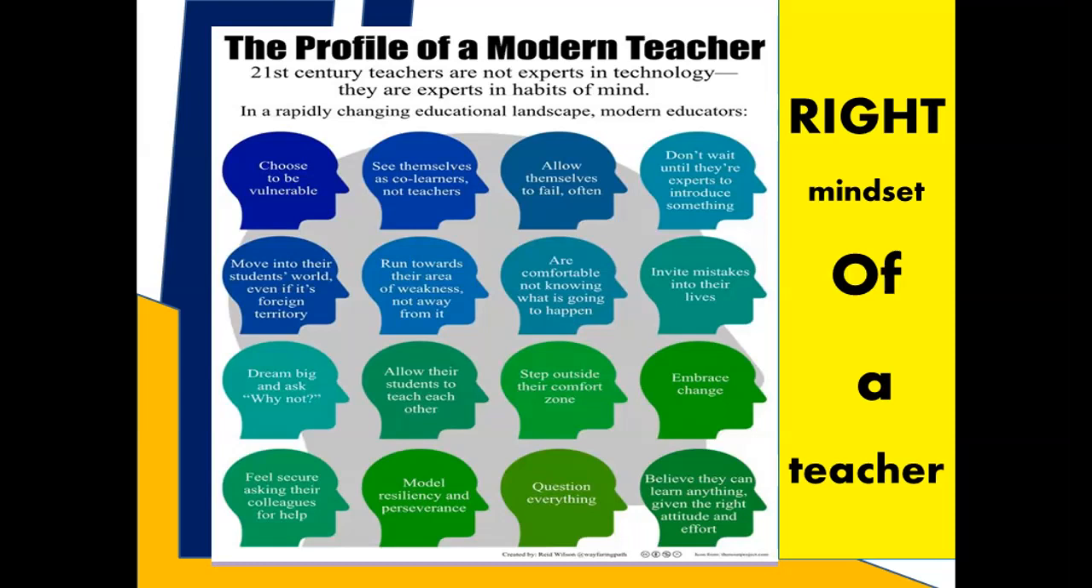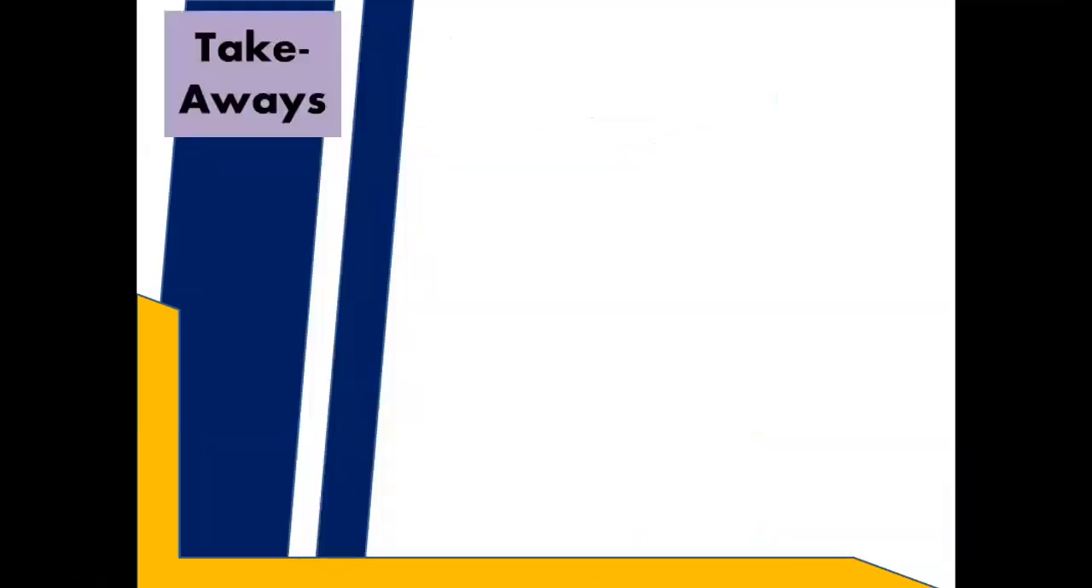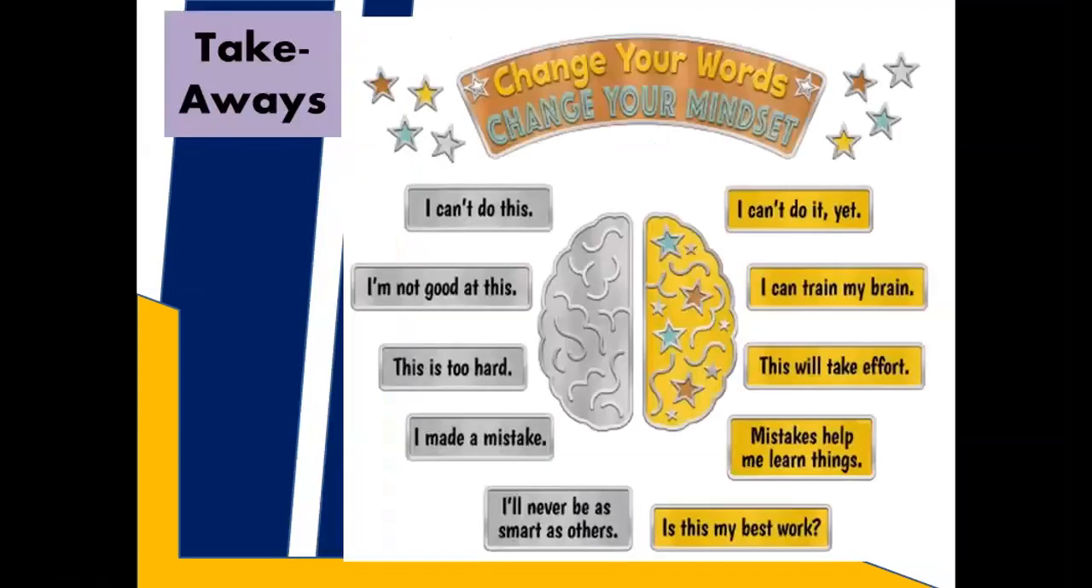Okay, so my takeaways after knowing all of those things. Number one, change the words, like changing your mindset. Sometimes you say I can't do this, but rather than saying I can't do this, have it as I can't do it yet. Okay, how about I'm not good at this?